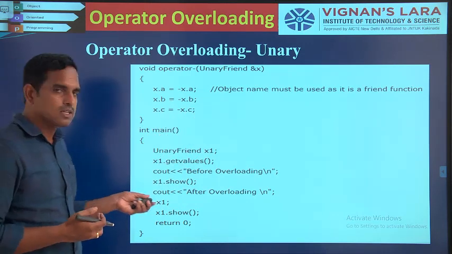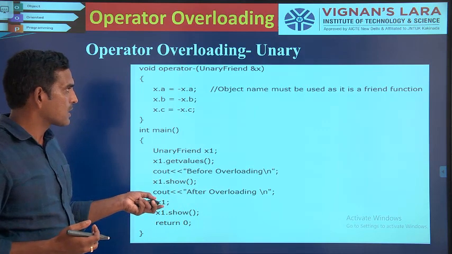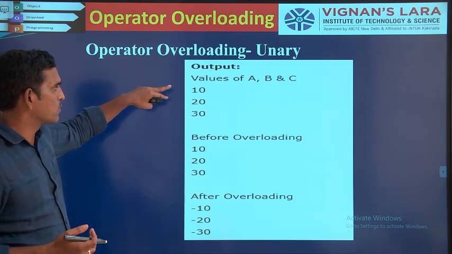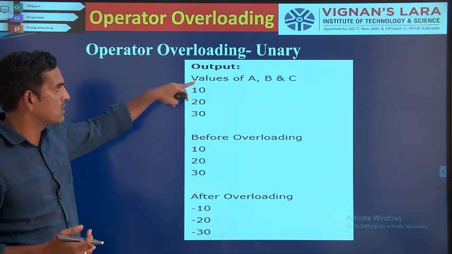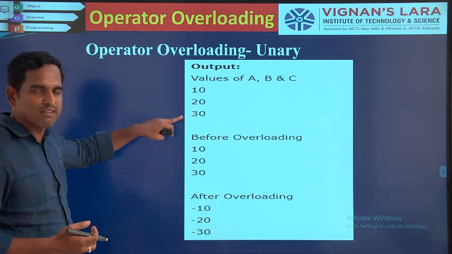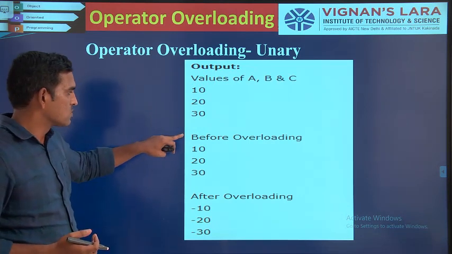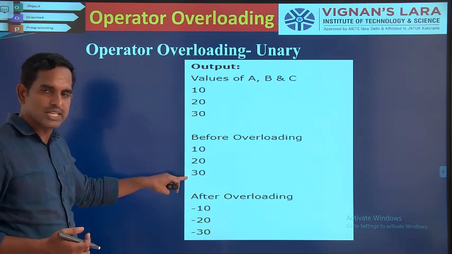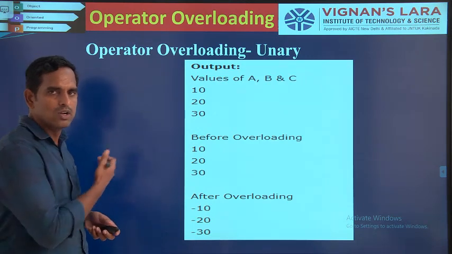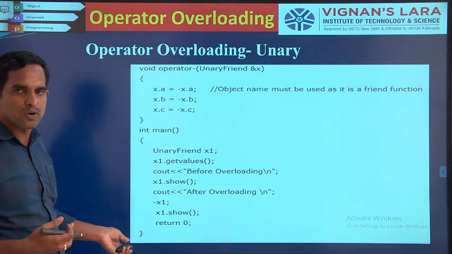In a similar sense, I will try to overload the binary operator. This is an example: the output will initially print the values of A, B, C, that is 10, 20, 30, since you will be giving the values 10, 20, 30. So it will print before overloading 10, 20, 30, and after overloading minus 10, minus 20, minus 30. That is how your output will be for this particular program.